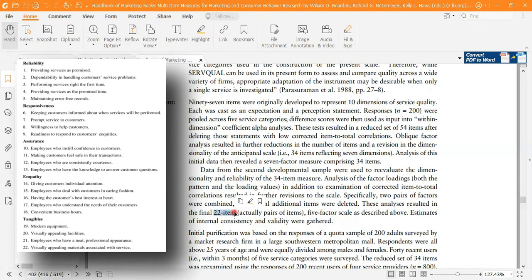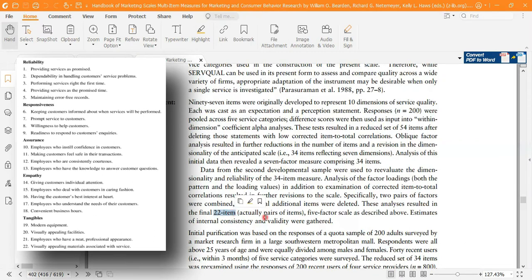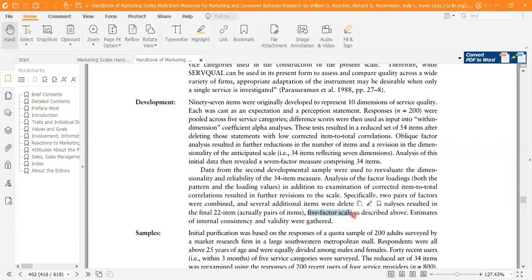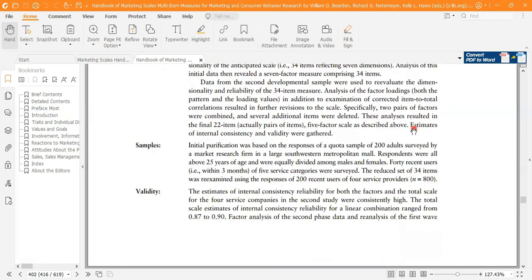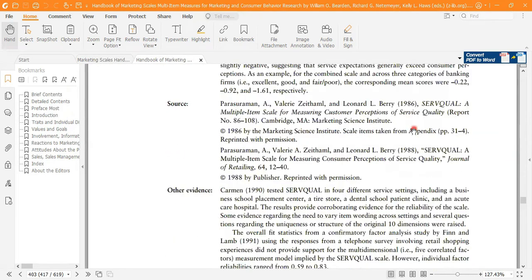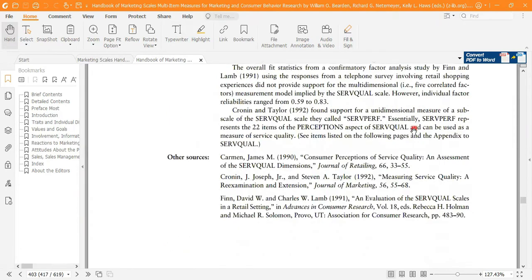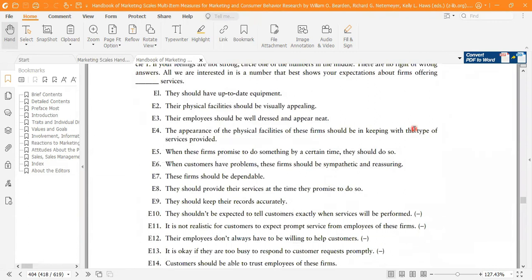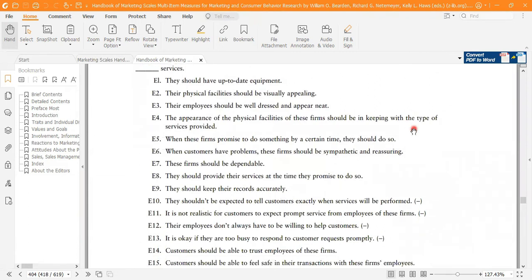Now this scale has 22 items, and there are five factors. So let me say, in its development, it started with 97 items with 10 dimensions, and now it has reached 22 items with 5 dimensions. These are our samples. This is the validity, this is the score and sources, and the other evidence of this one, other sources, and then these are the items of this scale.